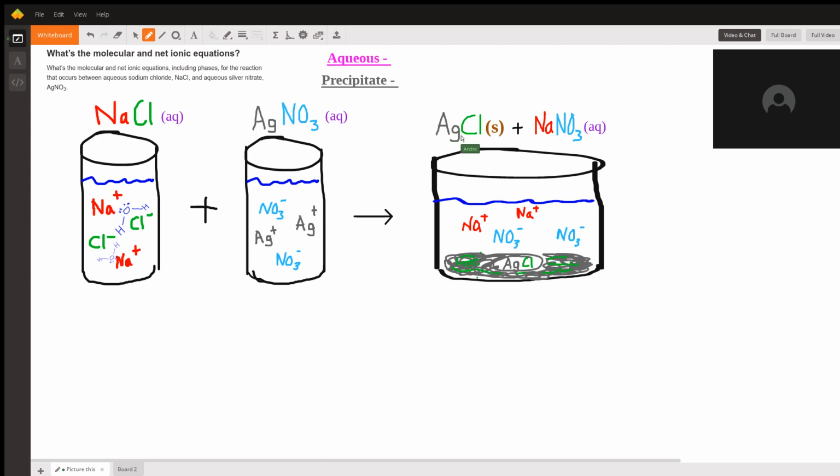So over here on this side we'll have silver chloride in its solid phase, which we'll explain the importance of in a moment, plus the sodium nitrate, the cation and the anion bonded together. They'll be in the aqueous phase. So let's depict what happens here.